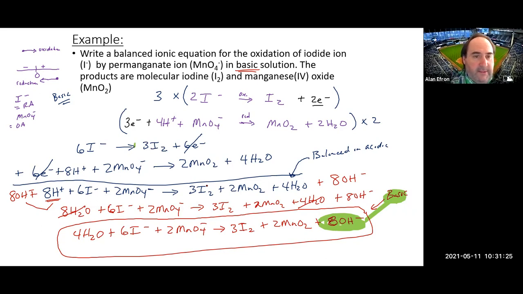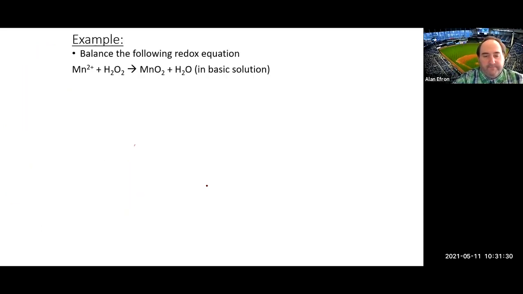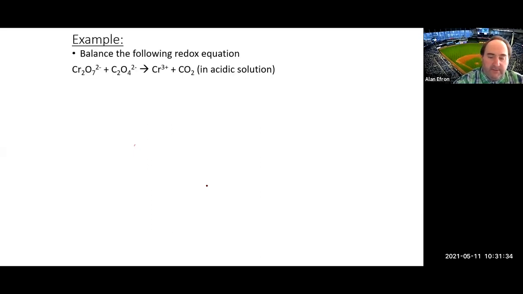Okay, why don't we just look at maybe one more here. Actually, we'll skip that one. Why don't we do this one here? So why don't you balance this one in acidic conditions again, just to make sure everybody is hopefully on the same page in terms of this stuff. Okay, so let's take a look here and see.